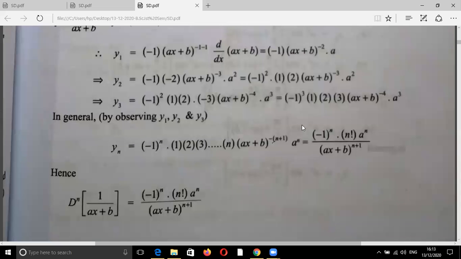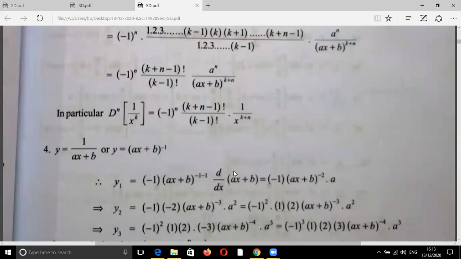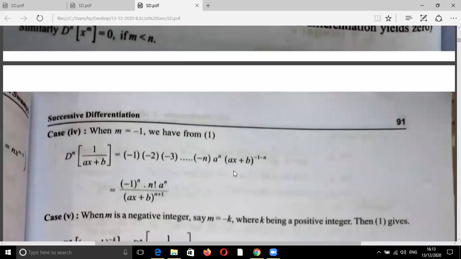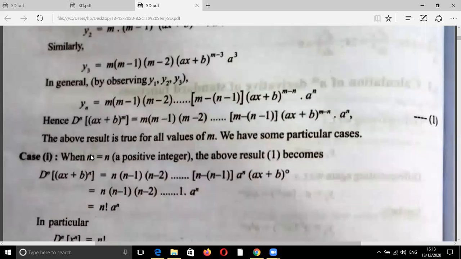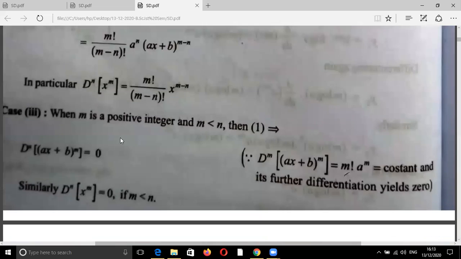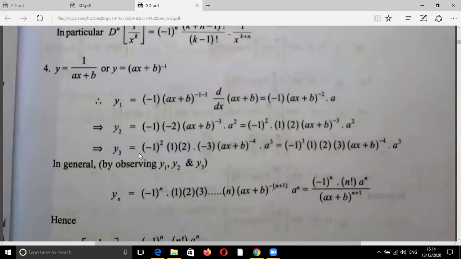The same here you are writing: the nth derivative of 1 by x plus b is equal to this. This is the nth derivative of 1 by x plus b. The same you got in the previous case by taking ax plus b to the power m, where m equal to minus 1. You see, you got the same here. Case number 4, by taking y equal to x plus b to the power m, you got the same here, but there you put by taking y1, y2, then y3. Okay, now we will go for the next one.